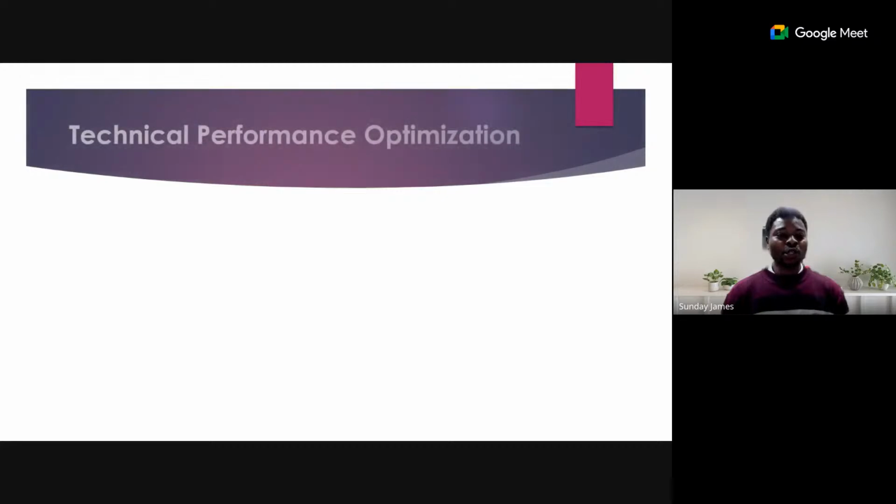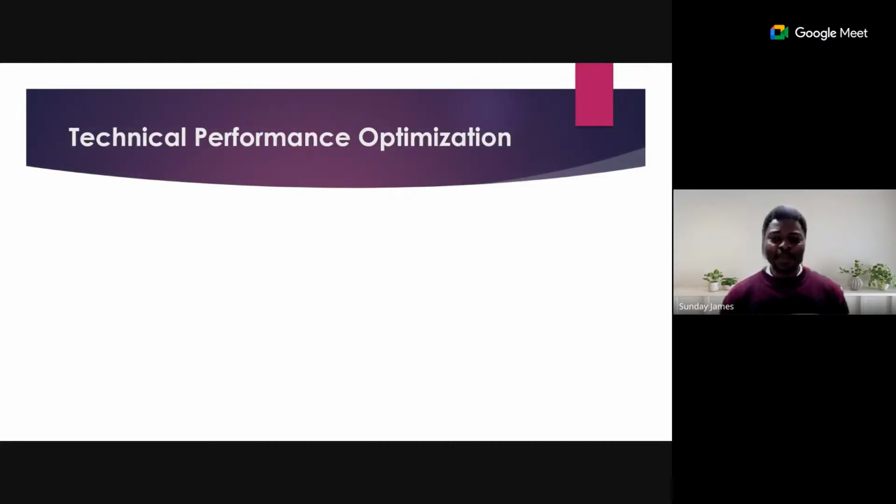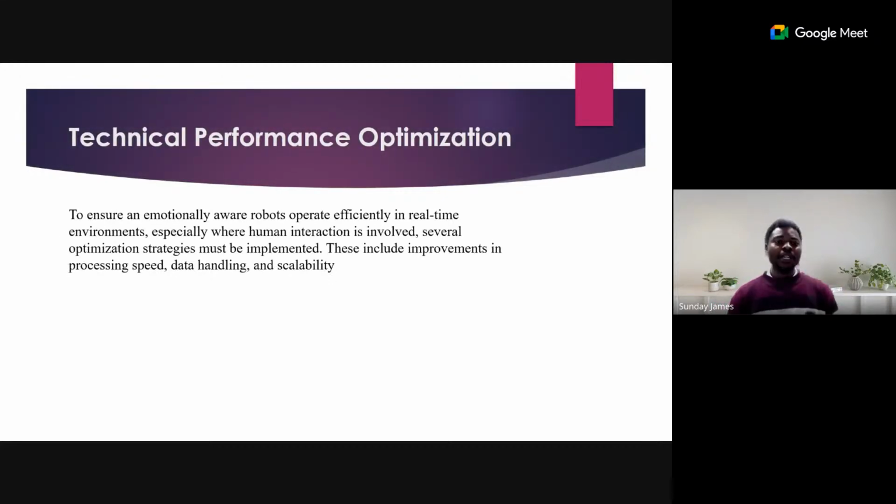Now, we're looking at how to achieve this. Technical performance optimization. To ensure an emotionally aware robot operates efficiently in a real-time environment, especially where human interaction is involved, several optimization strategies must be implemented. These include improvements in processing speed, data handling, and scalability.